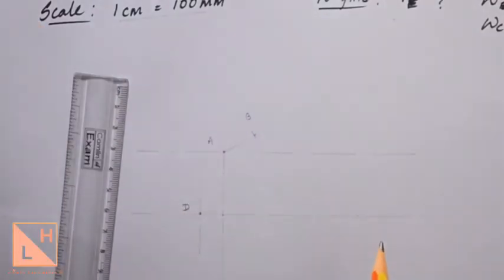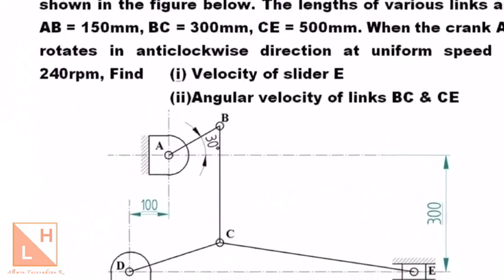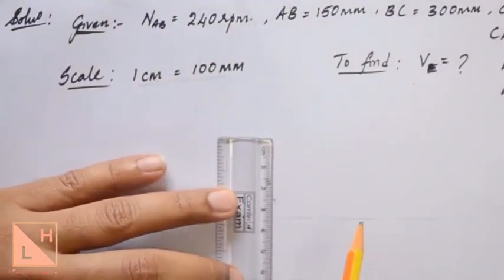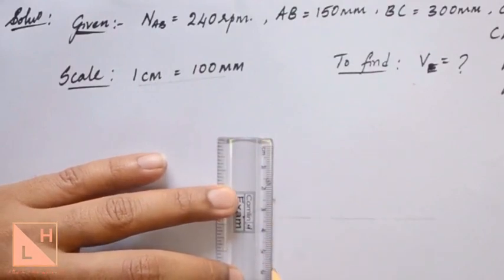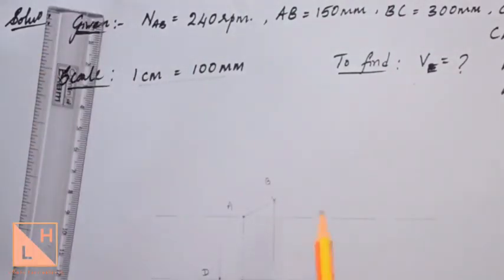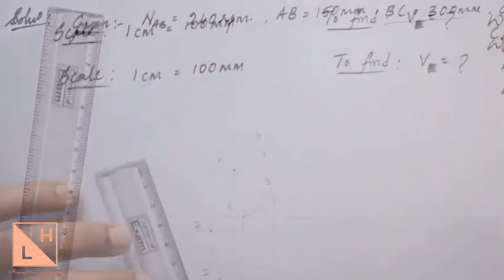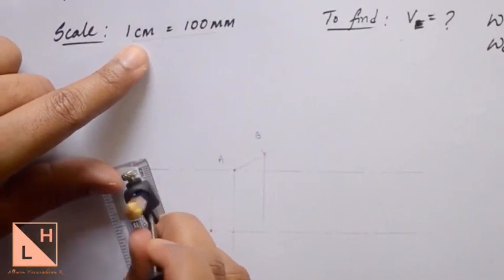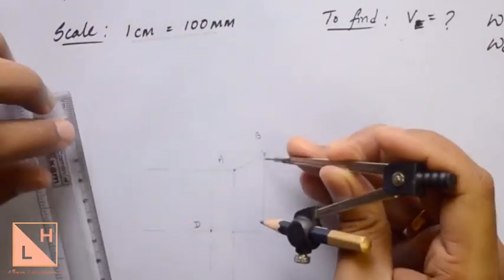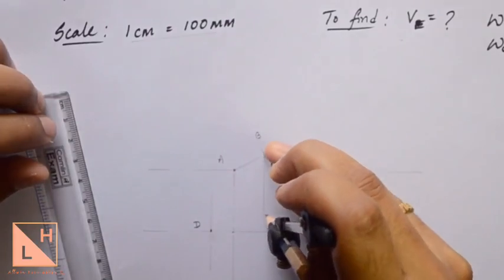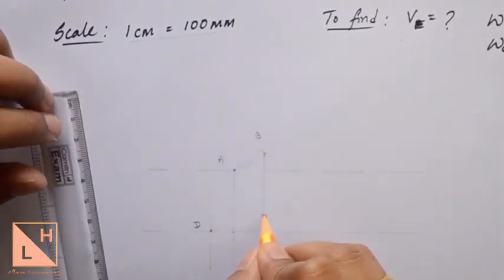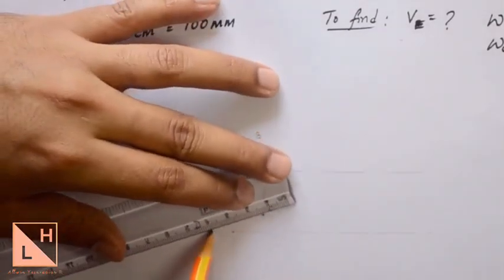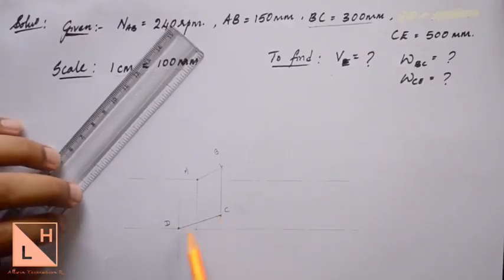Now from the given diagram in the question, we see that the link BC is vertical. So we'll draw a vertical line. The length of BC is given as 300 mm. 300 mm in the scale we have taken should be measured as 3 centimeters. From this point B, you can cut one arc for 3 centimeters. Where it intersects, that will be the point C. Connect D to C, and hence we get the link CD as well.